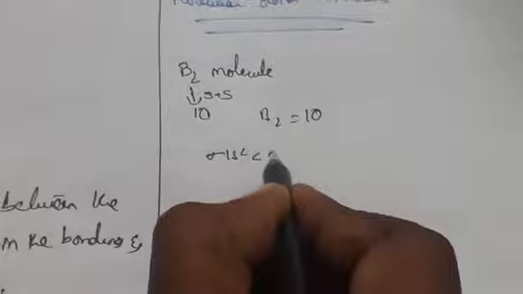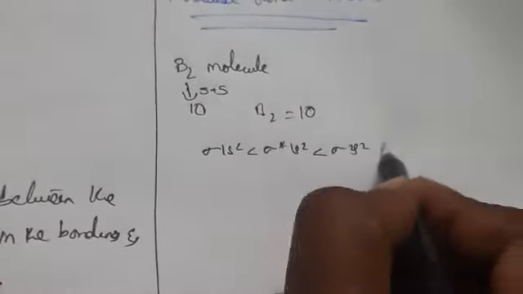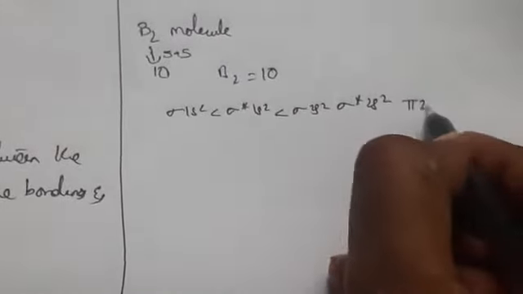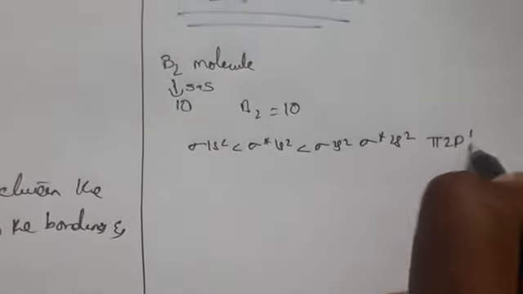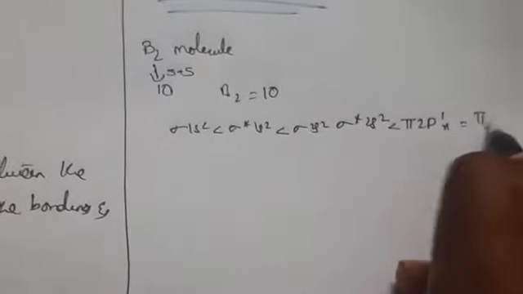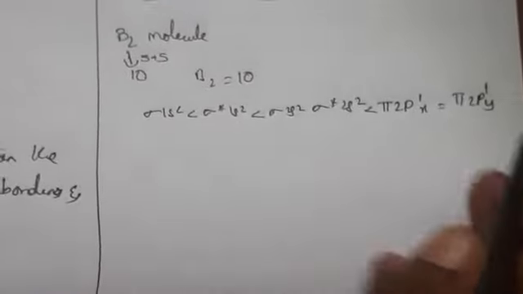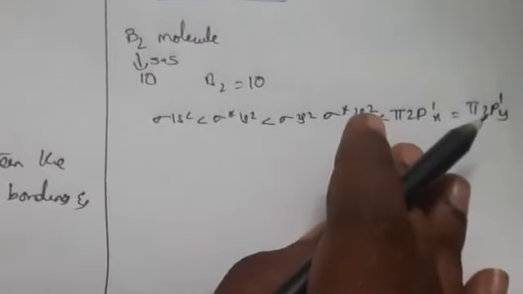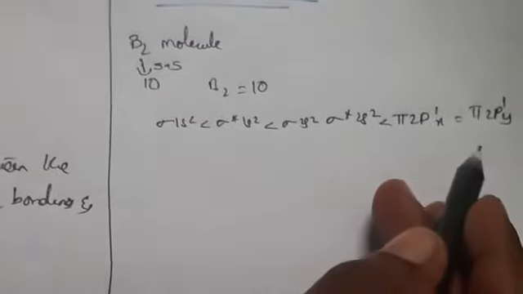Sigma 1s2, sigma star 1s2, sigma 2s2, sigma star 2s2, pi 2p1x, pi 2p1y. So this is the configuration. If you count the 10 electrons, 1 2 3 4 5 6 7 8 9 10, we have a total of 10 electrons here.